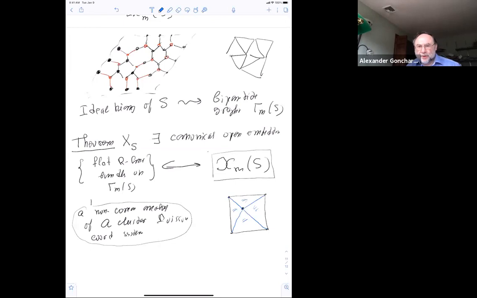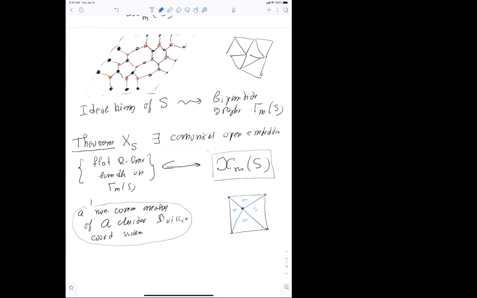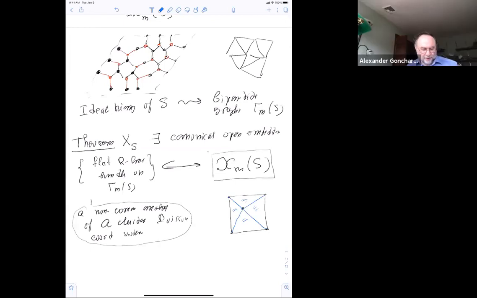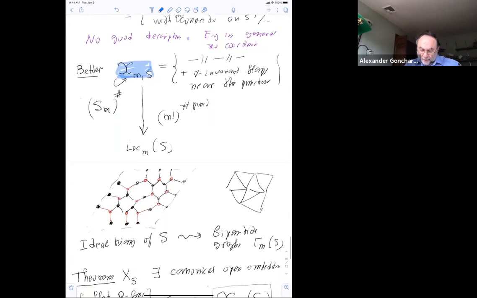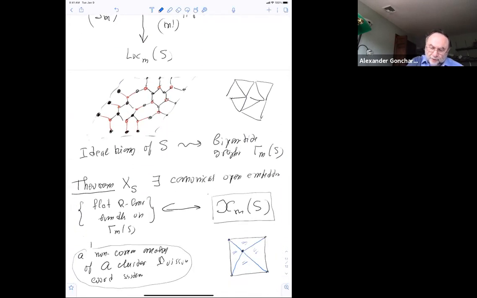I have 90 minutes, so I have to... Oh wait, no, I started at 40, so I still have 10 minutes. Okay, so now let me prove this theorem. The proof from what we've done is just one line, basically. Yes, so this is the theorem. Let me prove it.